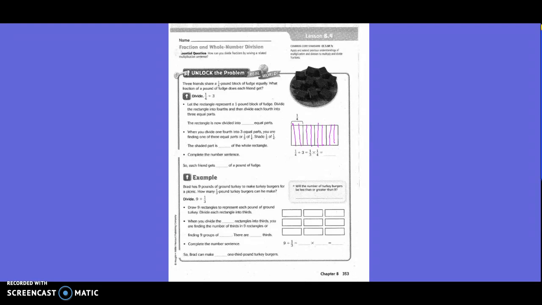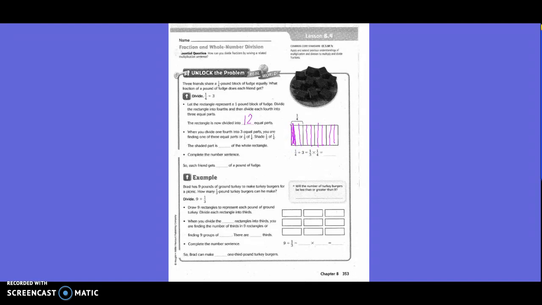So how many total pieces do we have now? 12. So the rectangle is now divided into 12 equal parts. When you divide 1/4 into 3 equal parts, you're finding 1 of 3 equal parts, or 1/3 of 1/4. Shade 1/3 of 1/4. So we have 1 piece of this.